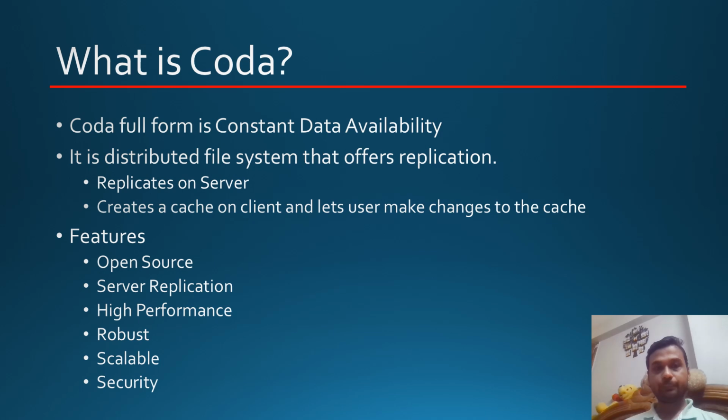What is CODA? The full form of CODA is constant data availability. It is a distributed file system that offers replication. It replicates on the server or creates a cache on the client and lets us make changes to the cache. Its features are open source, server applications, high performance, robust, scalable, security.